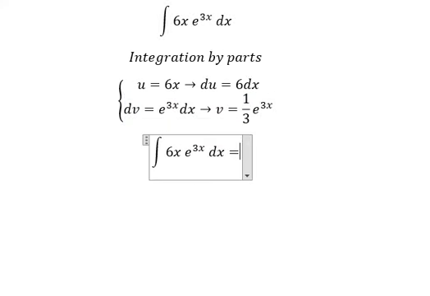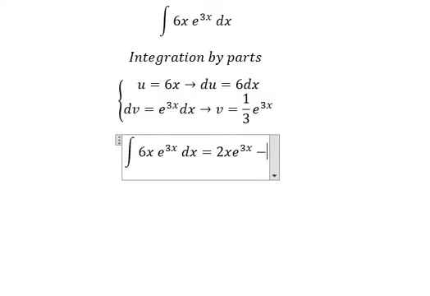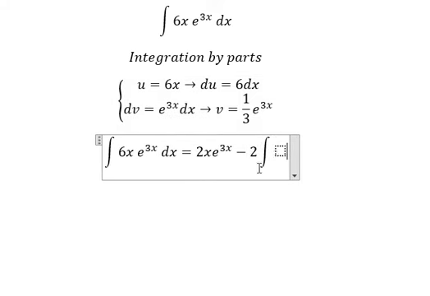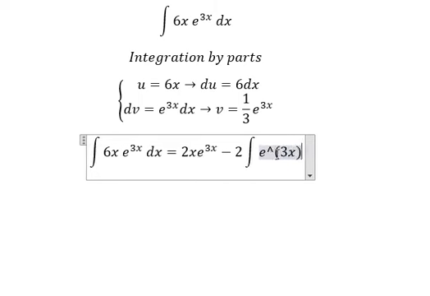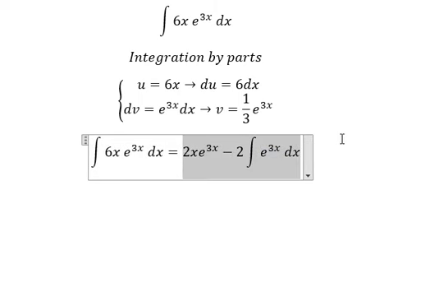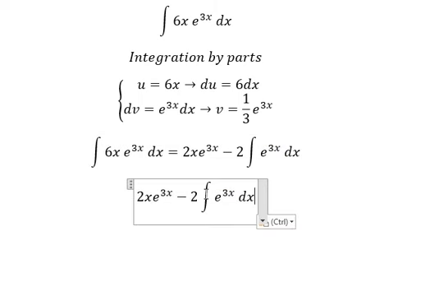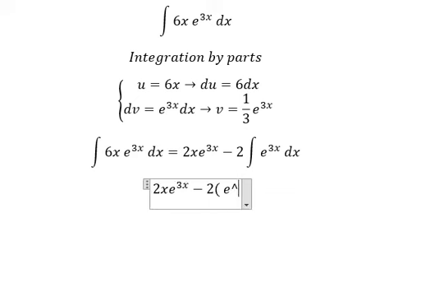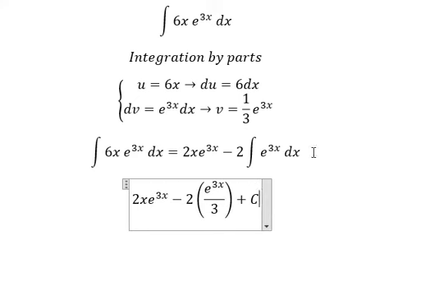Next, we have u multiplied by v: 6 divided by 3, you have number 2, so 2s e to the power of 3s, minus du multiplied by v: 6 divided by 3, we have number 2. And then we have the integration of e to the power of 3s ds. The integration of this one is e to the power of 3s over 3.